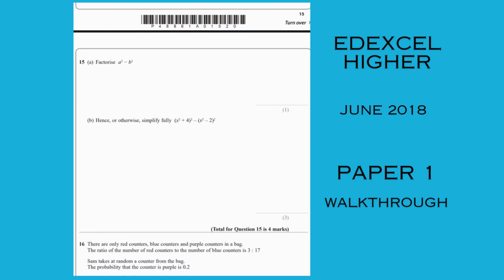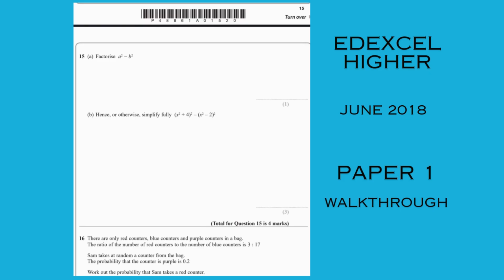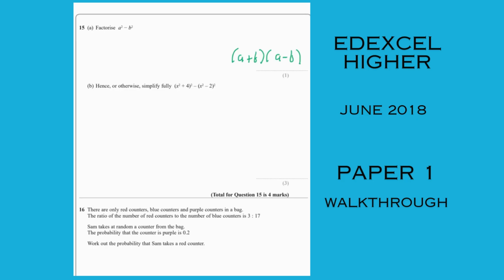Number 15, that's your old friend, the difference of 2 squares. That's why it's only worth 1 mark. A plus b, a minus b. And it says hence or otherwise. There is a quick way, a smart aleck way, but when it says hence or otherwise, and you're revising at the moment, why not just practice your expanding? Because it is good practice, because it's trickier with that negative. So I'm not going to do it the quick way, I'm going to do it the otherwise way.